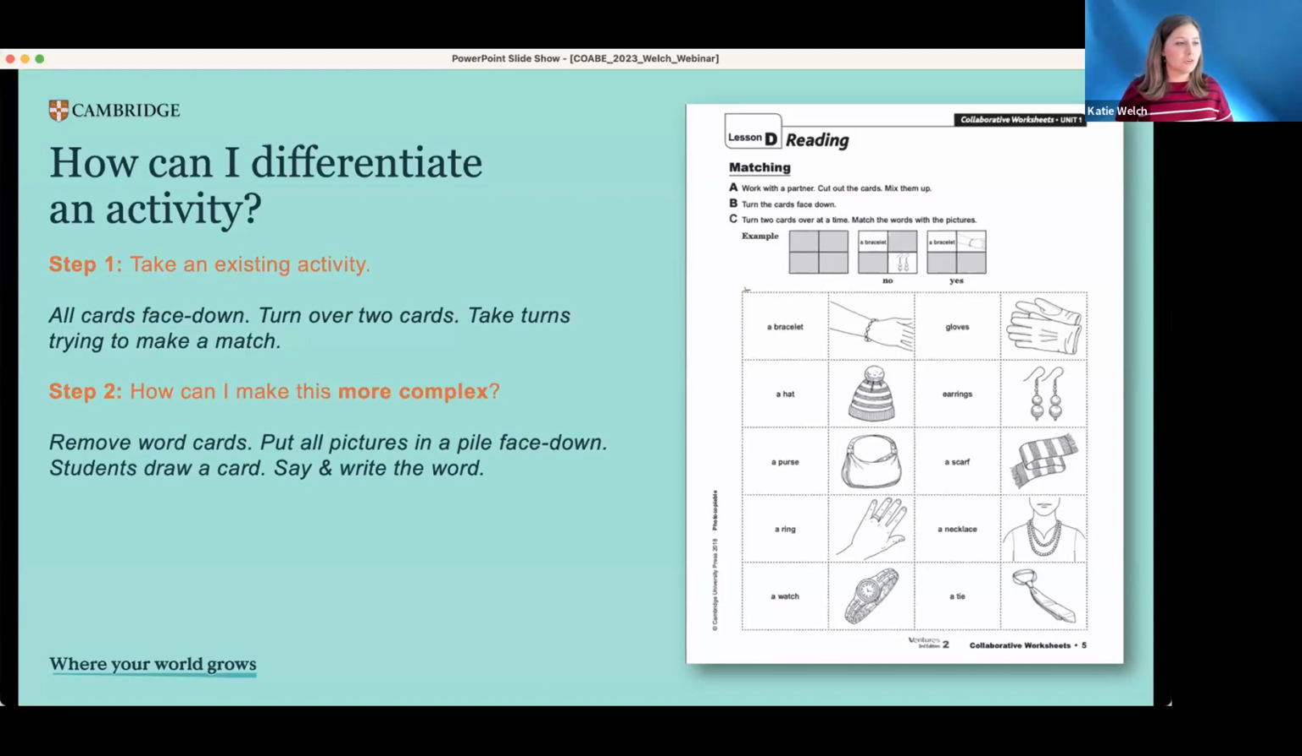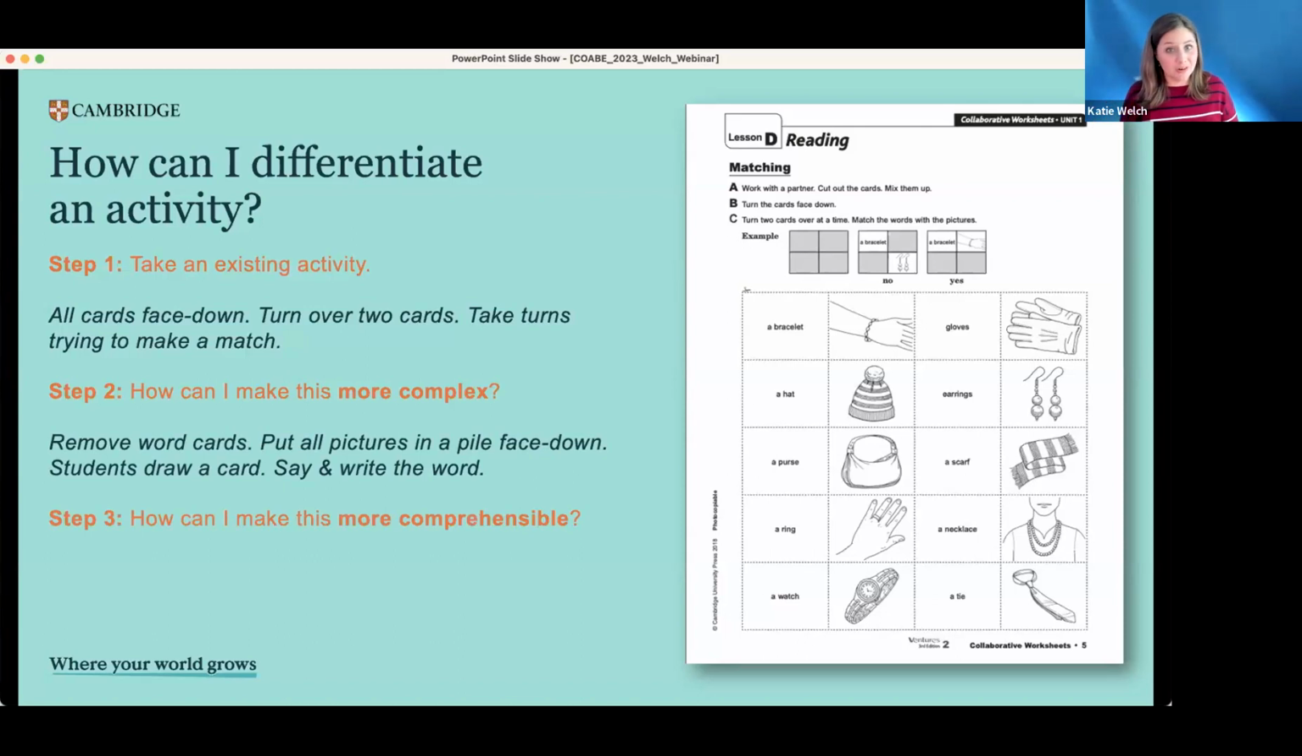But one is that you could remove all the word cards, just put the pictures face down, have students pull the card and say and write the word. So now they don't have a word bank in front of them. They're having to remember all of this vocabulary, and they're also having to write it from memory. So that just takes the challenge level up a notch. So that's one way to differentiate this activity if I know that there's a group that needs a challenge.